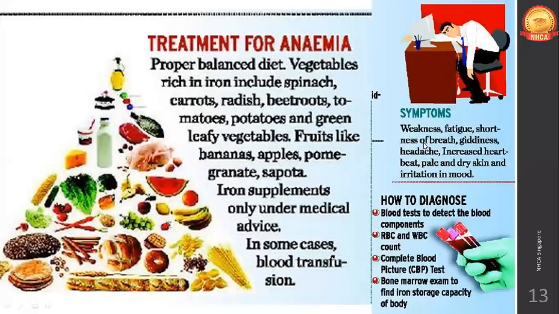Symptoms of anemia: weakness, fatigue, shortness of breath, giddiness, specifically in girls and women. If you sit for a long time and you stand up immediately, you feel that head rush. That is also a reason of you being in some mild to moderate category of anemia. Frequent headaches, increased heart rate, palpitations, pale, dry skin, irritation in the mood, low energy, lack of focus. In school children, low energy, lack of focus, irritability, signs and symptoms of depression.